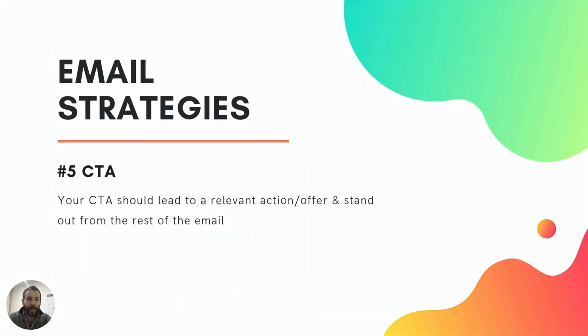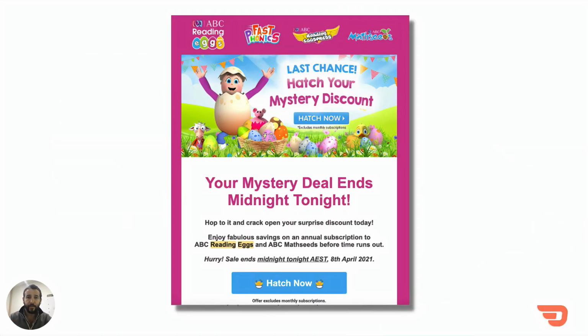Next is your call to action. Now, first of all, you should have one. That's the first thing. But it should also lead to a relevant action or offer, and it should stand out from the rest of the email. So, for example, a colored button is ideal. Here's an example from Reading Eggs. It's a kids reading platform. And you can see they've emphasized their call to action via a big blue button, which in their case says hatch now.